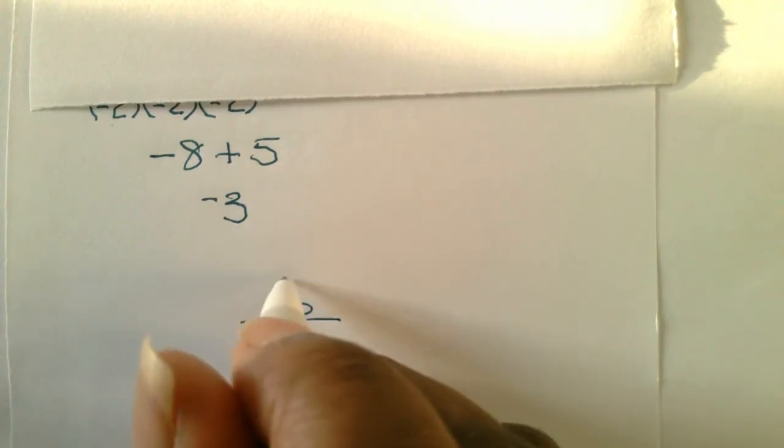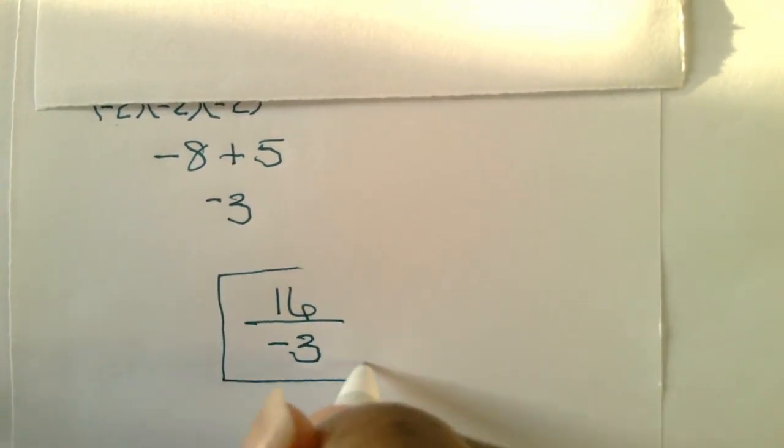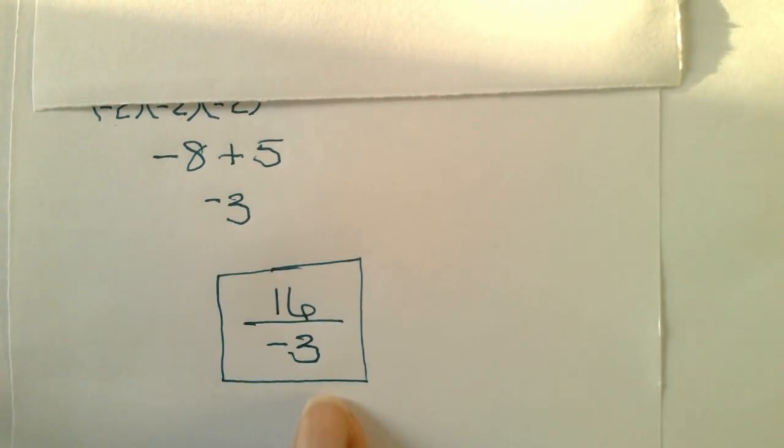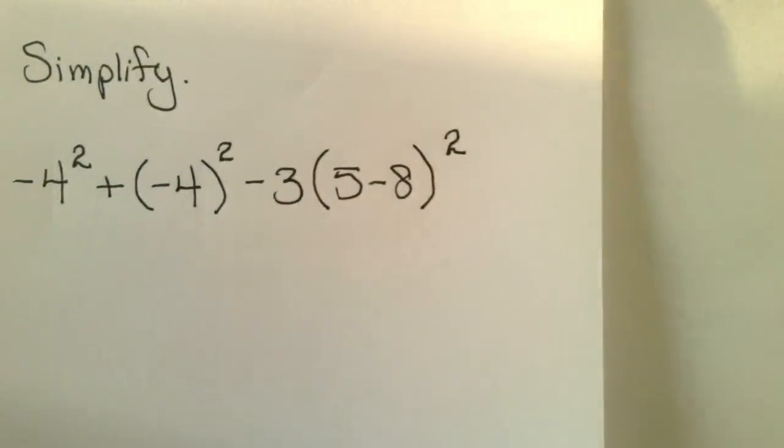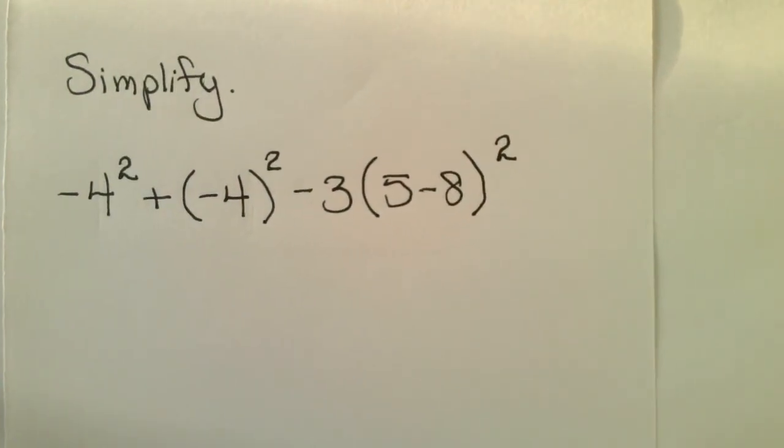Excellent. So that means my simplified answer is going to be 16 over -3, or you could say -16/3. Either way will work. Nice. Let's do some more with the order of operations. Let's do one more with the order of operations, then we're going to change gears. Okay, give this one a try.